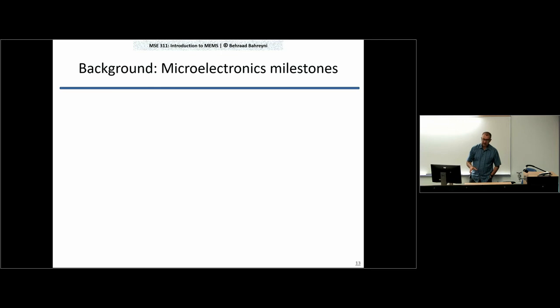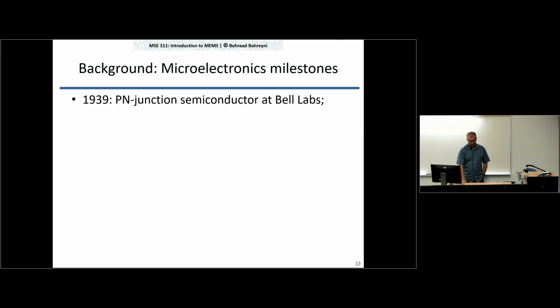Now, if you look at the milestones and what happened throughout the history of these microelectronic processes, this is a basic milestone. In 1939 we invented the p-n junction semiconductors at Bell Labs. These were the first semiconductor diodes. Soon after that, 6-7 years later, they made BJTs, bipolar junction transistors, in Bell Labs.